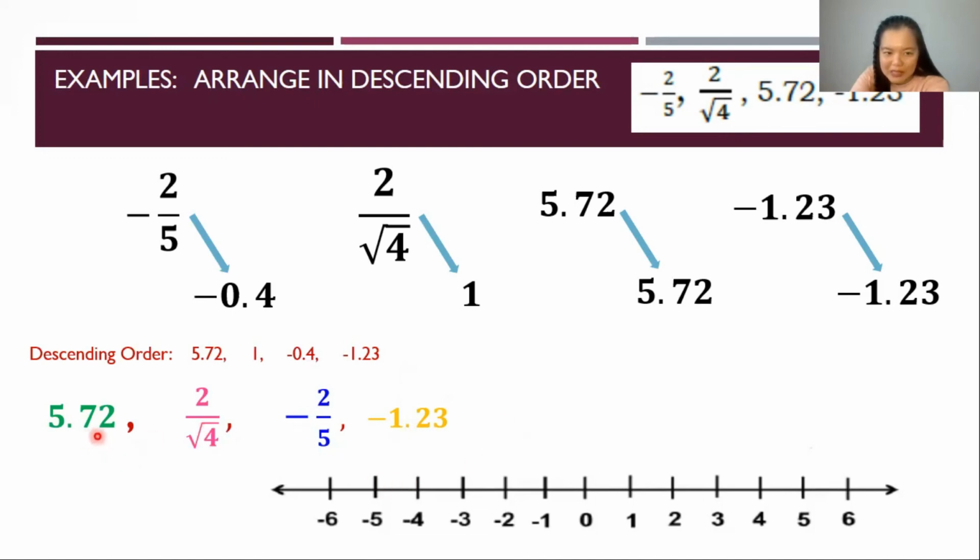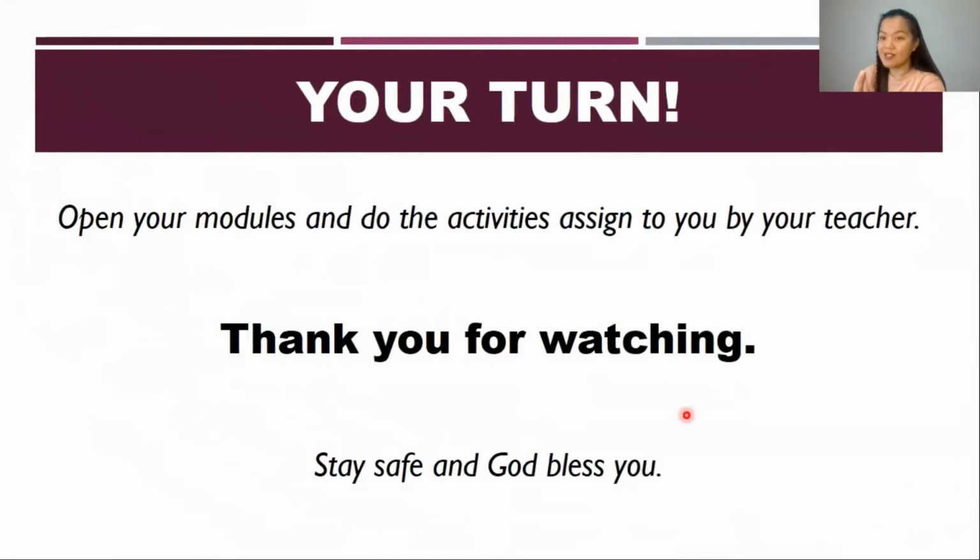So, yung green circle is represented by 5.72. Ayan. We also have 1, and then negative 2 over 5, and negative 1.23. So, ayan na siya. Diyan tayo mag-plot. Okay? It's your turn. Open your modules and do the activities assigned to you by your teacher.